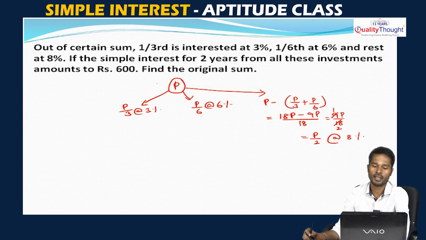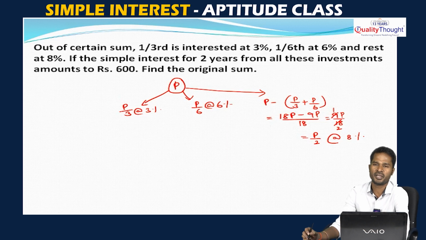So, from a total amount P, P by 3 of the amount is given at 3 percent rate of interest, P by 6 of the amount is given at 6 percent rate of interest and the remaining, that is P by 2 of the amount, is given at 8 percent. So, from all these cases the simple interest is 600, then what is the original sum? That is what he is asking.